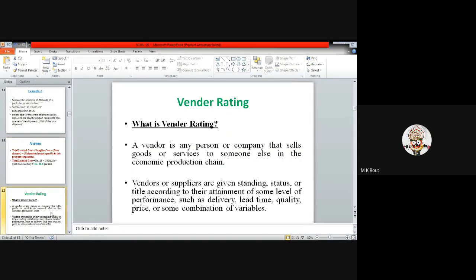The next topic is known as vendor ratings. So what do you mean by vendor? Anyone? What is the definition of vendor? Yes, anyone? What is the definition of vendor? Sangram.